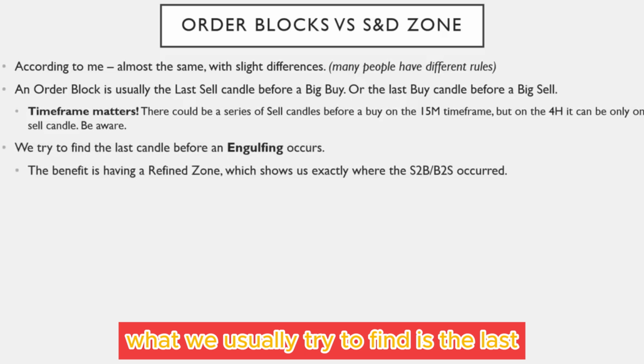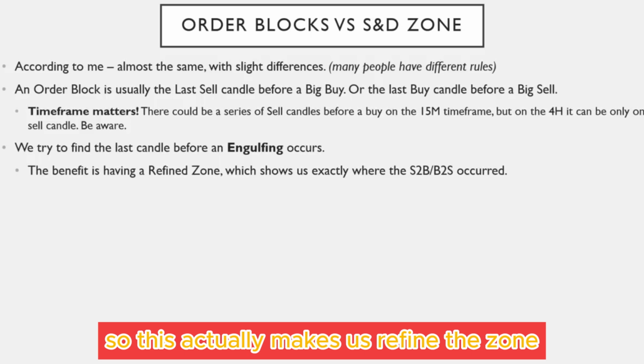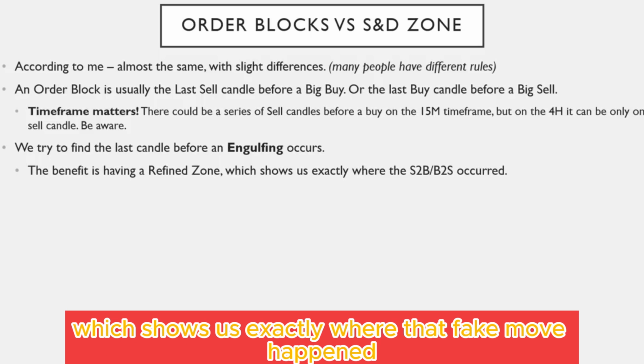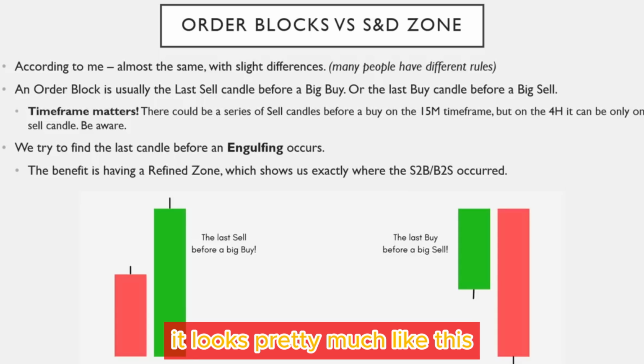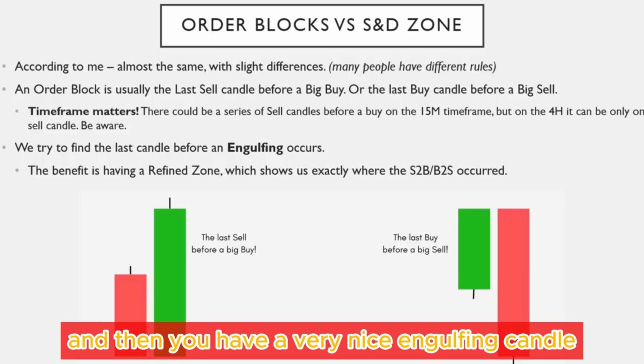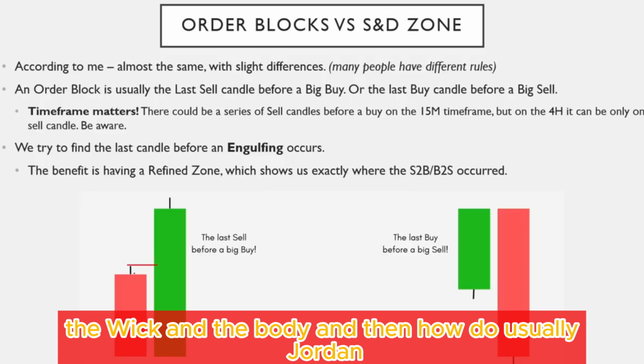What we usually try to find is the last candle before an engulfing occurs. This makes us refine a zone which shows us exactly where that fake move happened, where the sell to buy and buy to sell occurred. It looks pretty much like this: we have a bearish candle and then a very nice engulfing candle. But this engulfing candle needs to engulf the full candle, the wick and the body.